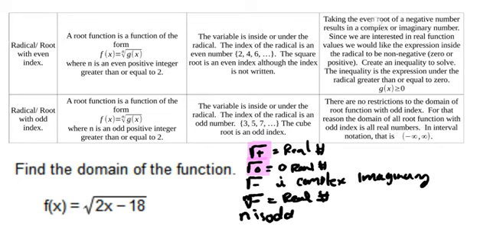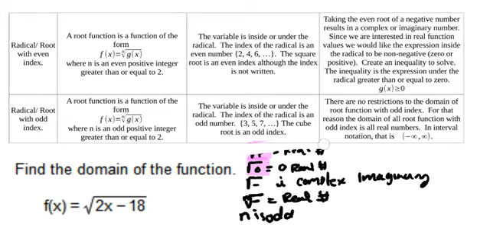So taking the even root of a negative number results in a complex or imaginary number. Since we're interested in real function values, we would like the expression inside the radical to be non-negative, 0 or positive. We're going to create an inequality to solve, and that inequality is the expression underneath the radical greater than or equal to 0. So we've made g of x the expression that's underneath the radical, and we want that to be greater than or equal to 0. That's positive or 0 or non-negative.